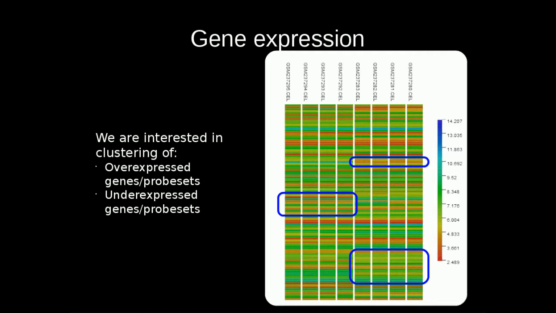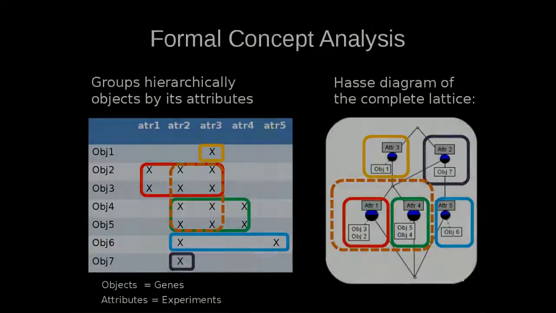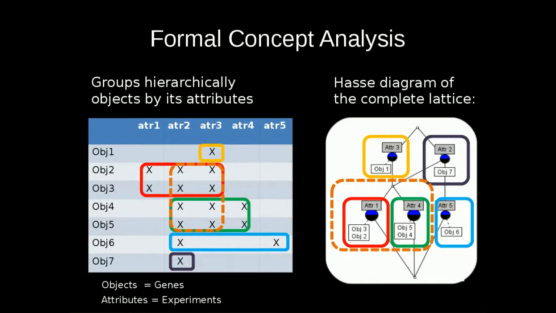There are many algorithms that can be used to group genes that show similar levels of expression. In this presentation we will focus on a new biclustering algorithm called K-formal concept analysis. Formal concept analysis groups objects that share some common attributes. It is possible to represent these formal concepts in a lattice. The lattice on the right is a diagram of the table presented on the left. The colored boxes on each side represent the same concepts.